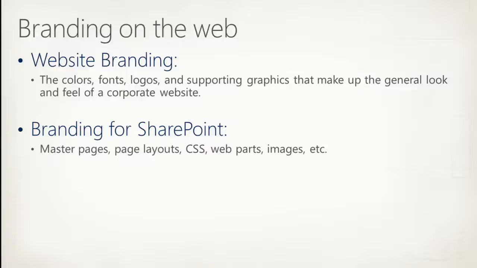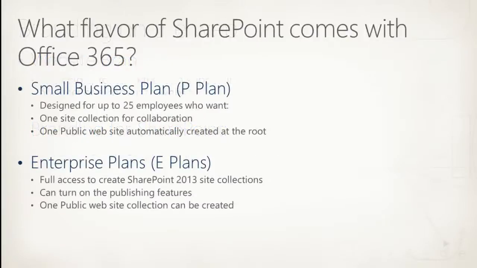We don't want to get too much into SKUs on this one, since this session covers both online and the farm. But we just wanted to clarify: if you have Office 365 Small Business, it's meant for a small number of employees. You get one site collection for collaboration. You don't have publishing, which we'll talk about throughout this session. But you do get one public website, which has a publishing-style feel to it, and we'll talk more about that later in the session.